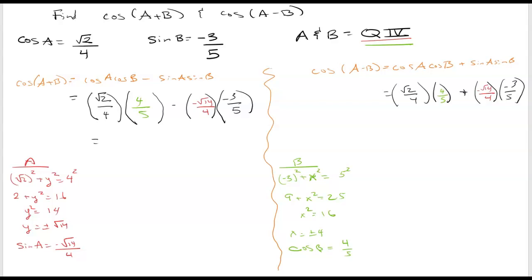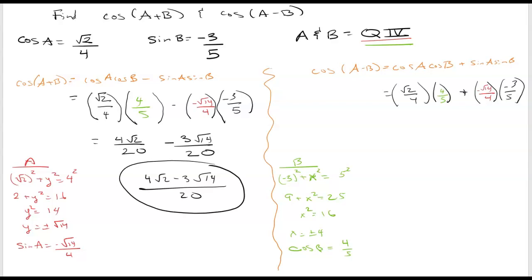And now we'll just multiply together. So this will become 4 root 2 over 20. Negative and negative is positive. Positive times a negative is still negative. So this will be minus 3 root 14 all over 20. There's nothing else I can do with these. I can't combine them any further. So that's all I can do.